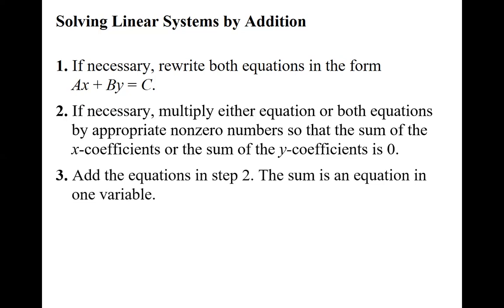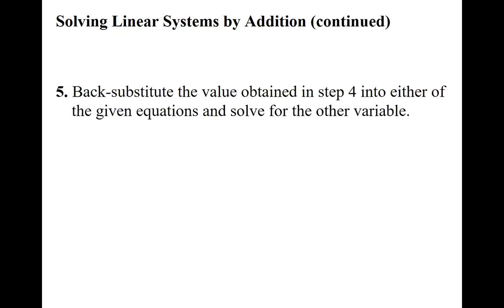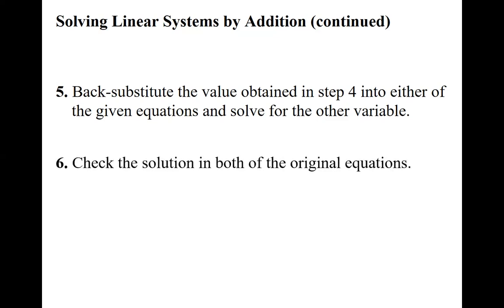But then we're going to add the 2 equations. And since the sum of one of the coefficients was 0, that's going to get rid of one of the variables. The sum is going to be an equation in just one variable, which we will solve for, and then back substitute. So eventually it's just like substitution. This is just a different way of finding our first variable that we back substitute to get the other variable. And of course, we can check.